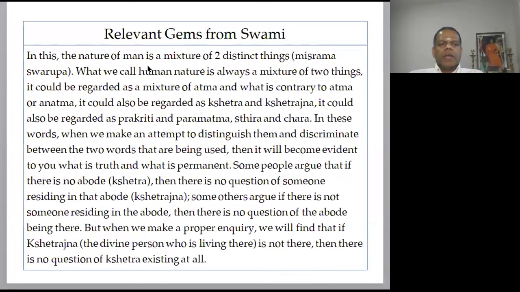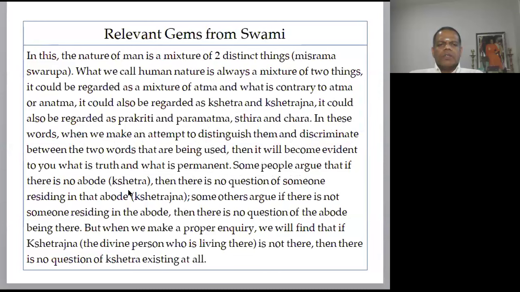In this, the nature of man is a mixture of two distinct things. Mishrama Swarupa. What we call human nature is always a mixture of two things. It could be regarded as a mixture of Atma and what is contrary to the Atma, or Anatma. It could also be regarded as Kshetra and Kshetrajna. It could also be regarded as Prakriti and Paramatma, Sthira and Chara. When we make an attempt to distinguish and discriminate between the two words that are being used, then it will become evident to you what is truth and what is permanent.